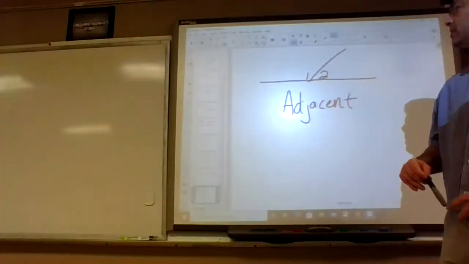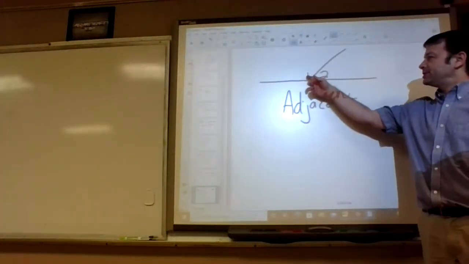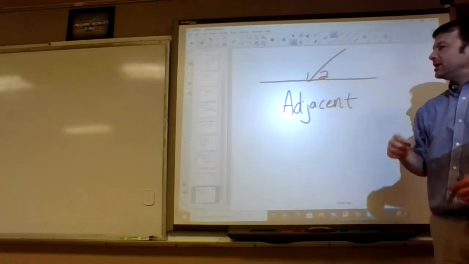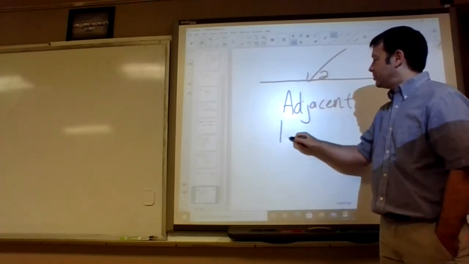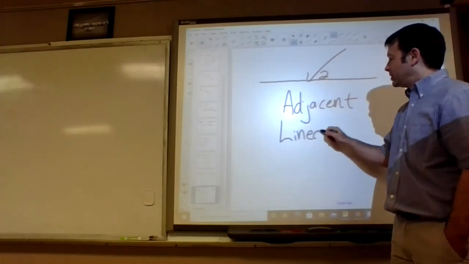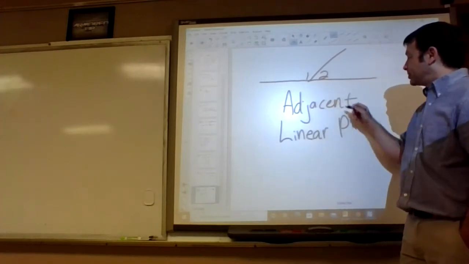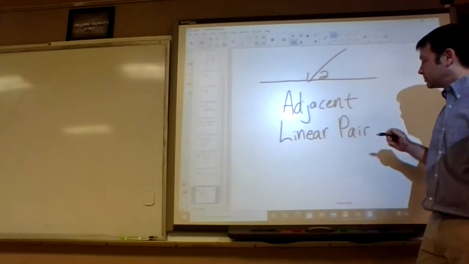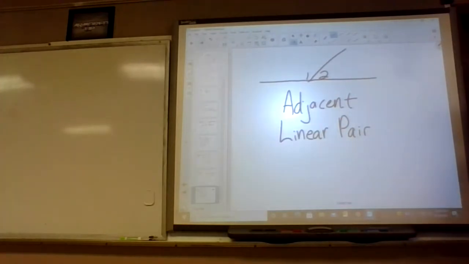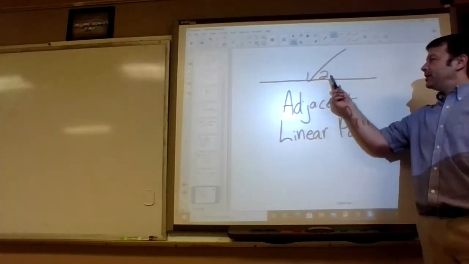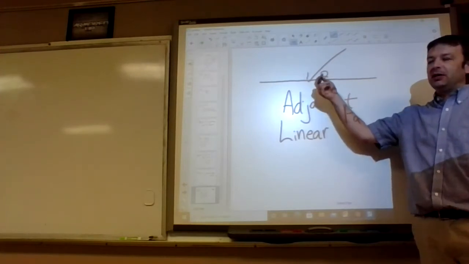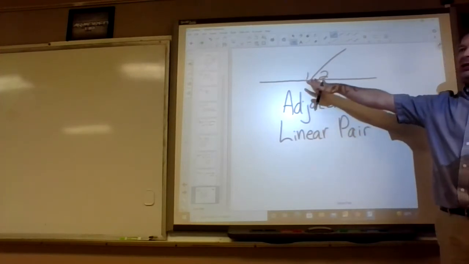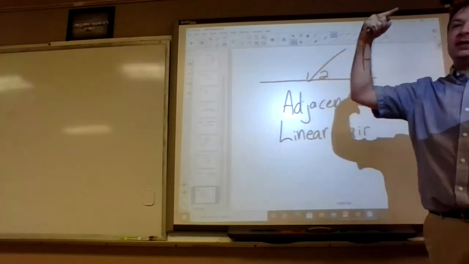Together they make a straight angle. So if they make a straight line together, they're called a linear pair. So angle 1 and angle 2 in this picture are called a linear pair. And what we know about a linear pair is together they make 180 degrees also. That angle 1 and angle 2 is a linear pair, that's a definition.